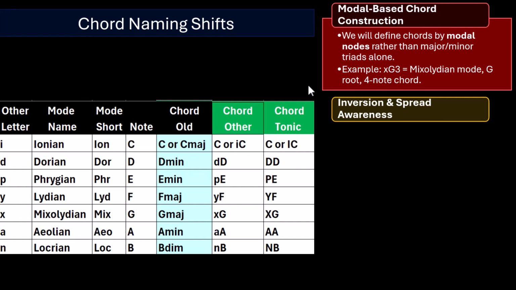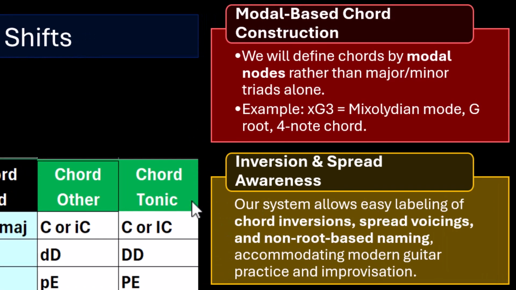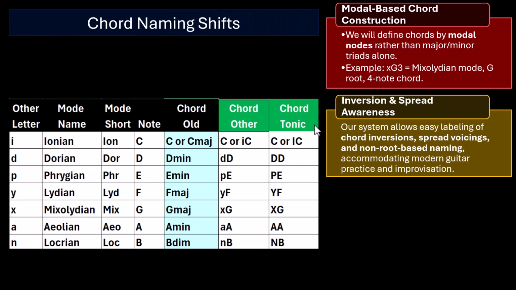So inversion and spread awareness. Our system allows easy labeling of chord inversions, spread voicings, and non-root based naming. So again, you can imagine a system that would be pretty easy to do more than just label three chords. Now, normally what happens is you say, I'm going to build off the triad, which is distances of thirds stacked on each other, and then I can build further on top of those with the major scale, our primary tool of measurement.